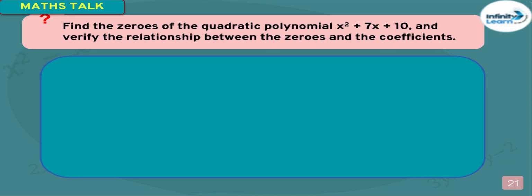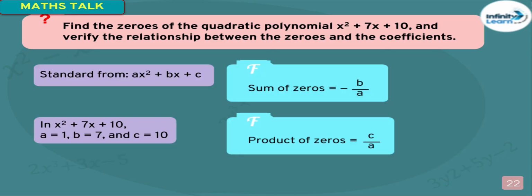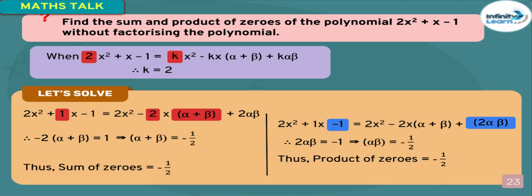Find the zeros of the polynomial and verify the relation. The question is the same; we have done this question. Question number 2: 2x square plus x minus 1. Find the sum and the product. Everybody on the screen, find the sum and the product.